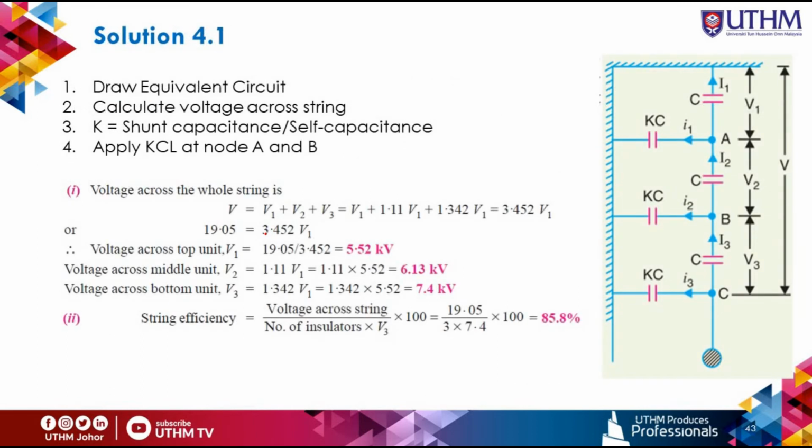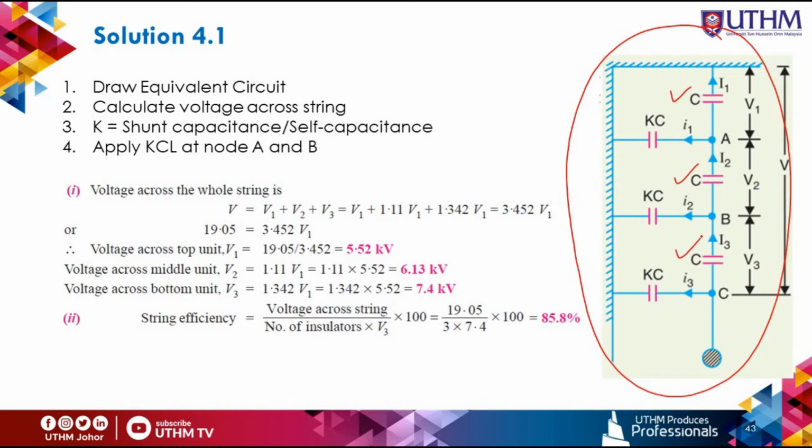So this is the solution for example 4.1. First, you have to draw the equivalent circuit. This is the equivalent circuit for this question. You can see here we have 3 insulators, so you have to draw 3 insulator capacitances. If the question mentions 4, then you have to draw 4 capacitances.